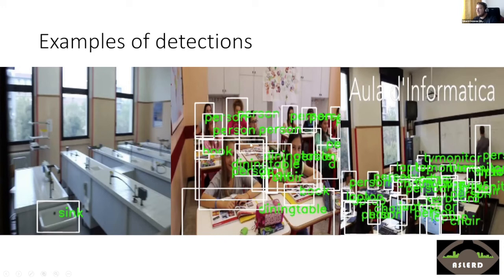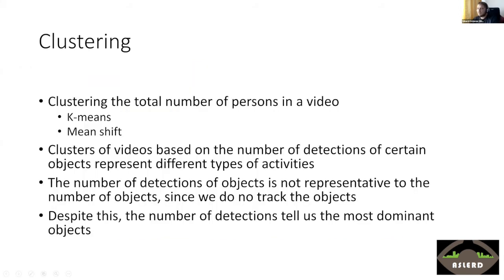In the other two, we have detections from classrooms with people, and we see on the right the Aula de Informatica, so the informatics classroom, where we have TV monitors, laptops, and other related objects detected. Another important thing to mention is that last year we counted the unique number of people, so we did object detection and tracking, but this year we didn't do tracking on objects, we just counted the number of detections.